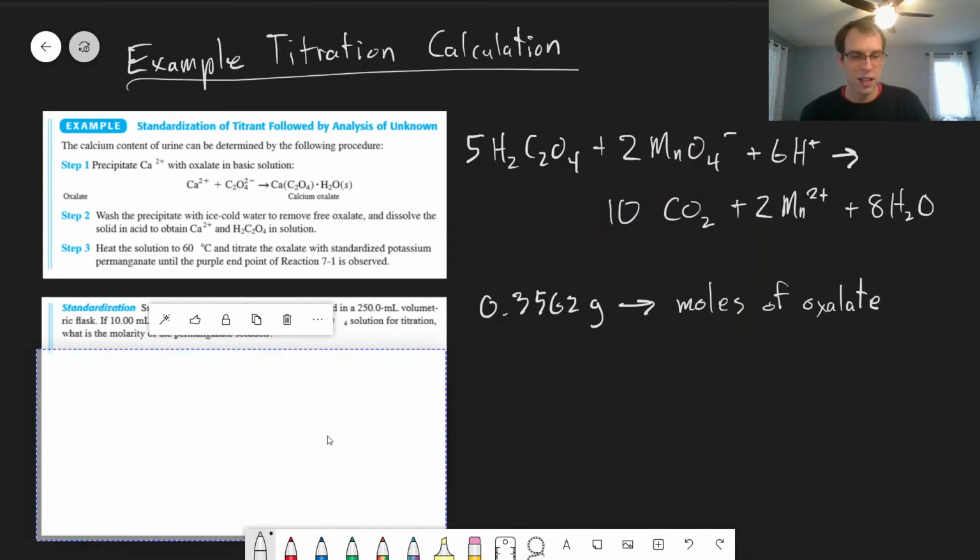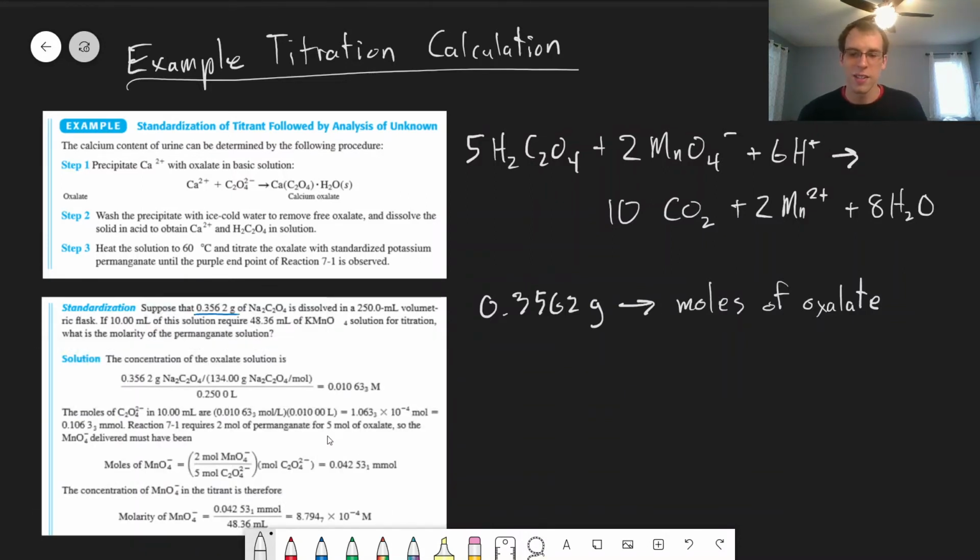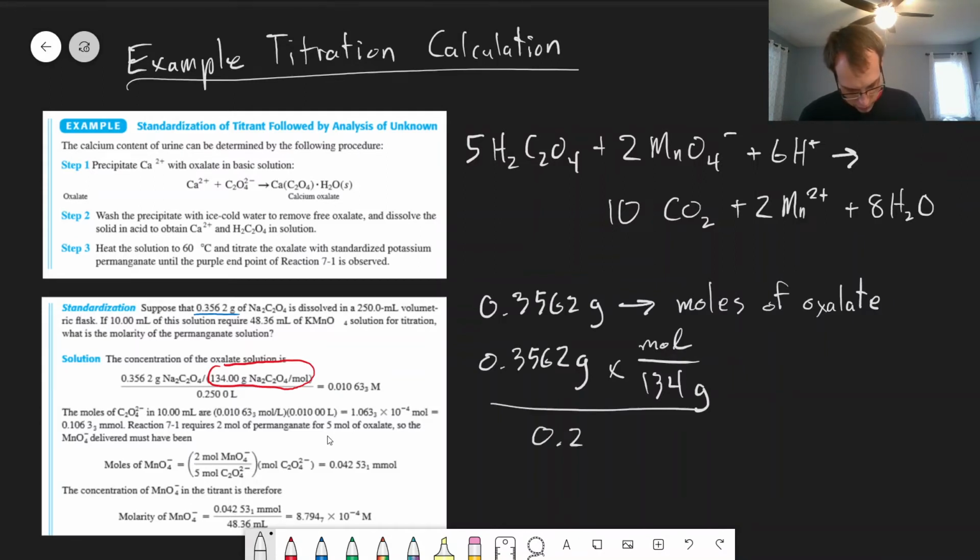I'll go ahead and just delete this here. So this is a solution here. We'll go through this step by step. So the molar mass is here, and you can double check the work here. 134 grams per mole. So we need to take this 0.3562 grams times 134 grams per mole. And we can take all of that divided by 250 milliliters. All right, and we should have 4 significant figures in our answer here. And that gives us 0.01063, carry an extra 3, molar solution.